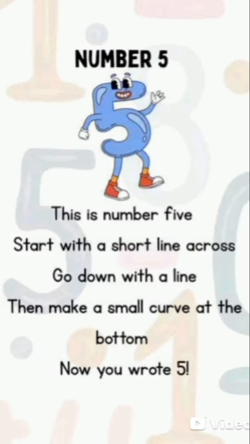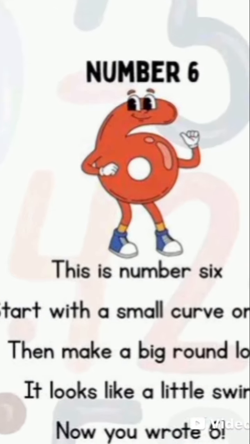Number 5. Start with a short line across. Go down with a line and make a small curve at the bottom. Now you wrote 5. This is 6. Start with a small curve on the top, then make a big round loop. It looks like a little whale.